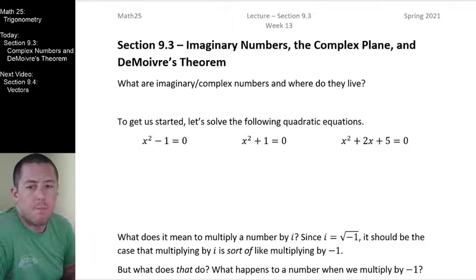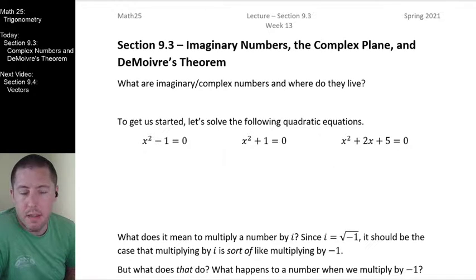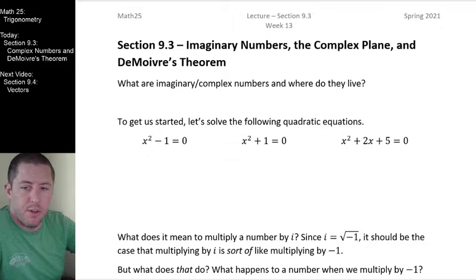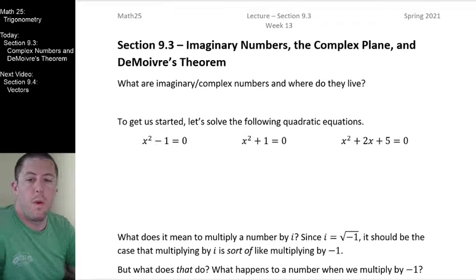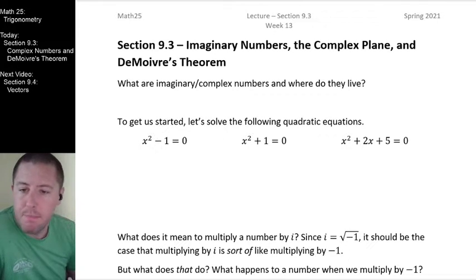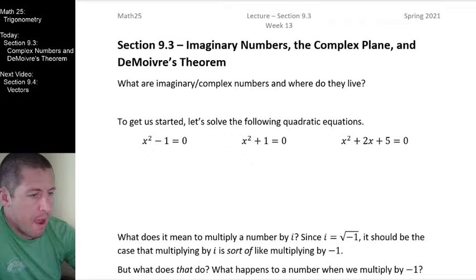So the questions we should be asking ourselves are: what are imaginary or complex numbers and where do they live? Which is a weird way to phrase that, but I want to talk about what these numbers that we're referring to are. To start with, we're going to solve a couple of quadratic equations. We're going to do some, not trigonometry, some algebra to see when we might see these numbers arise. And then today we're going to see how to manage some math with these numbers, seeing what types of things they can help us to describe.